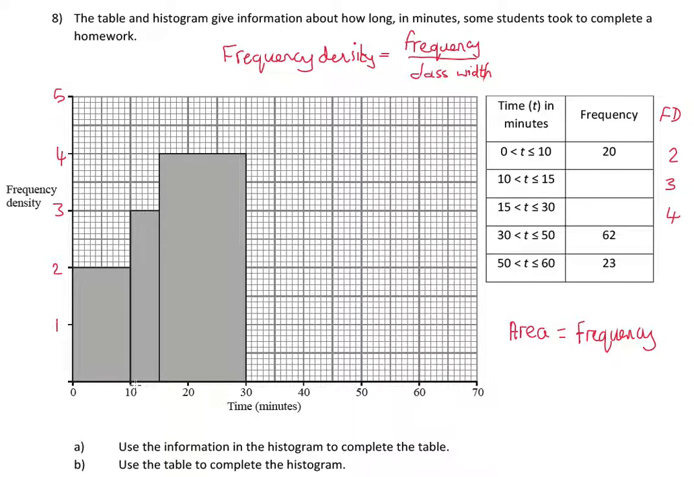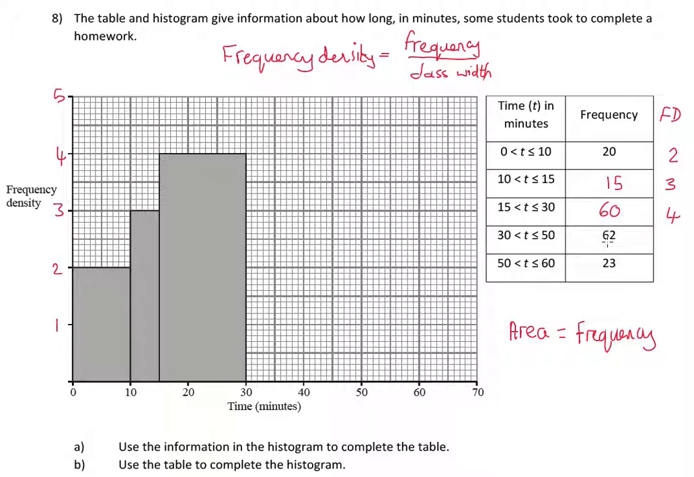This next bar has a width of only 5. It's going from 10 to 15. It has a width of 5, a frequency density of 3. To work out the frequency, we do the frequency density times the width. So that's 5 times 3, which gives us 15. The next bar has a width of 15, it's going from 15 to 30, and it's got a frequency density of 4, so we're doing 15 times 4, which gives us a frequency of 60. And as you can see, the area of that is much bigger than the area of this. Okay, in fact, it's 4 times as big.